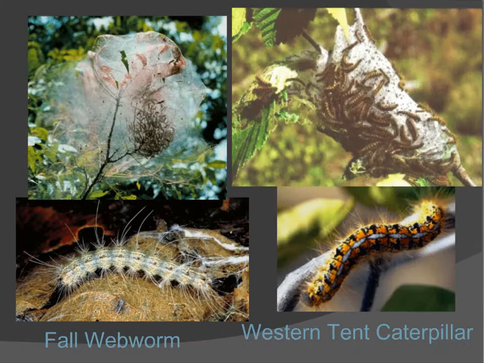Fall webworm and western tent caterpillar are a couple that we have some issues with, and you may see those driving up the canyons. The fall webworm will encase an entire branch with a sort of loose web, and they'll eat within that web. The most likely host for that is chokecherry. And then the western tent caterpillar has a very tightly woven web, usually in branch crosses, and those most often affect aspen.